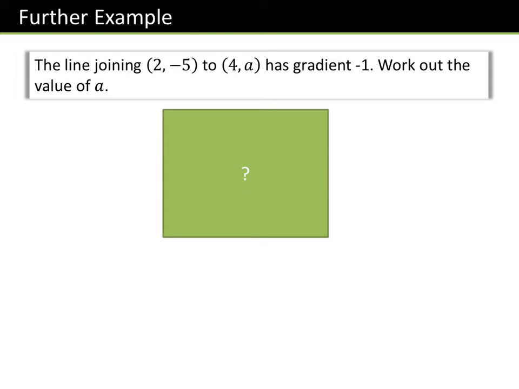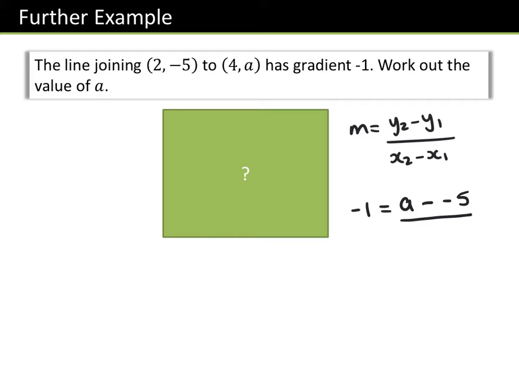So this time, they've told you the gradient, so we know that m equals y2 minus y1 over x2 minus x1. They've told us that our gradient is minus 1, so minus 1 equals, our y2 is a, minus our y1 is minus 5, over, and then we're going to get 4 minus 2. So all we're going to literally do is substitute in everything that we know and then work it out. Okay, so you can see I'm colour coding it for you. But again, we should be confident with this from GCSE.